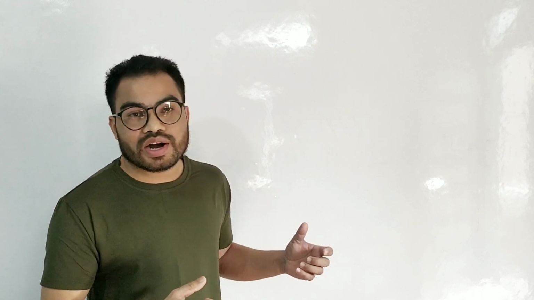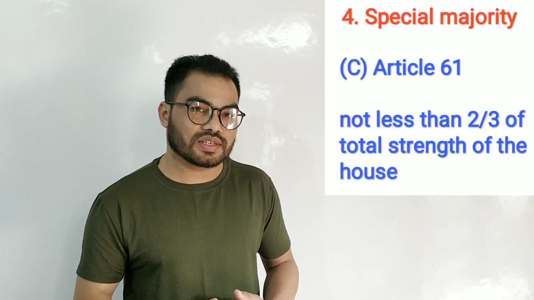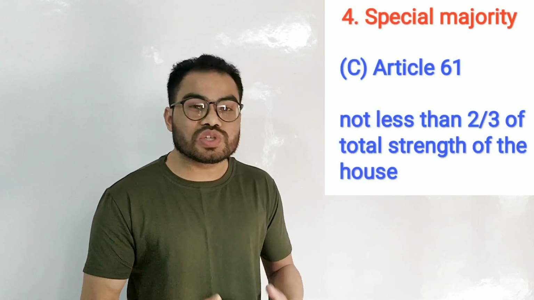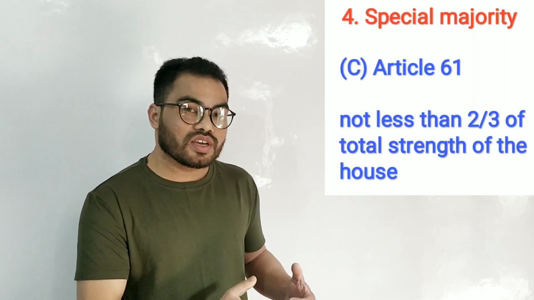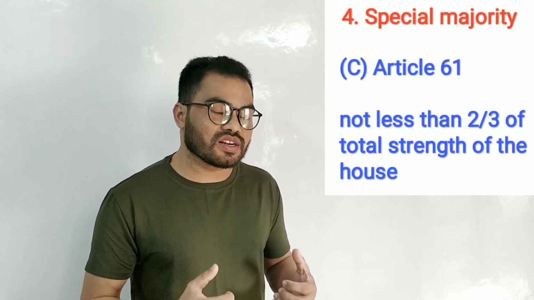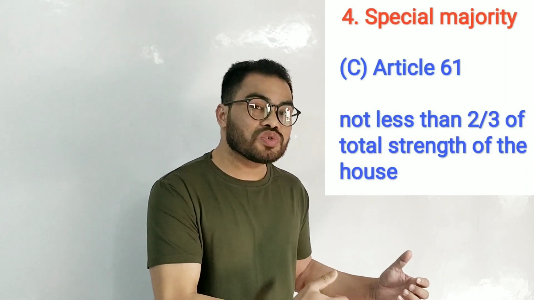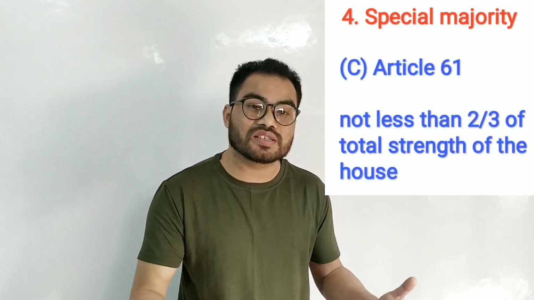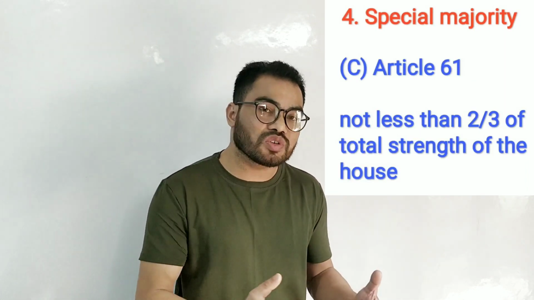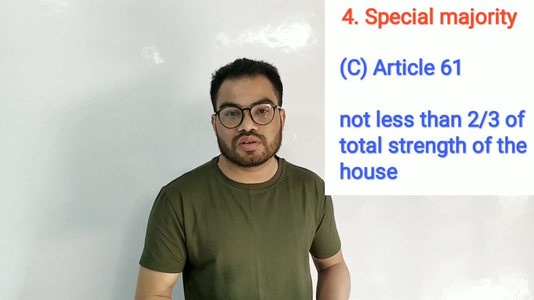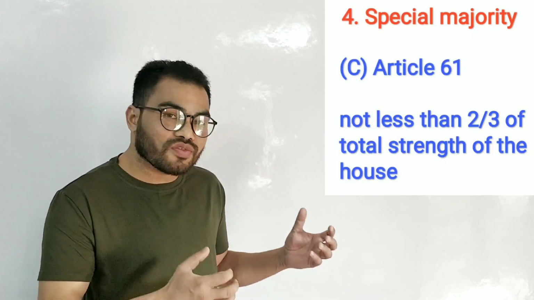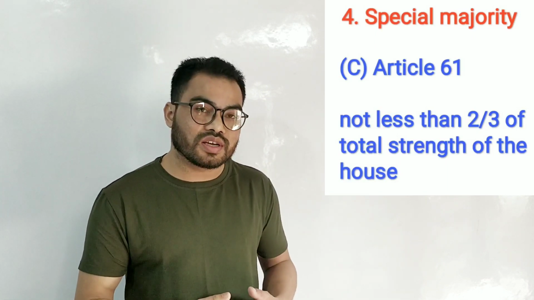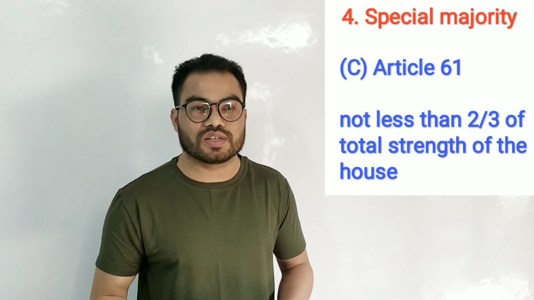So, next coming to Article 61. Article 61 talks about the impeachment of the president, and it requires not less than 2/3 of the total strength of the House. Here it says total strength. Because of this, it is the toughest type of majority provided under the Constitution, because it requires 2/3 of the total strength of the House, irrespective of the vacancy, irrespective of the absentees. It will count the whole total strength of the House, that is 545. So it is the toughest majority provided in the Constitution. It is used in the impeachment of the president.